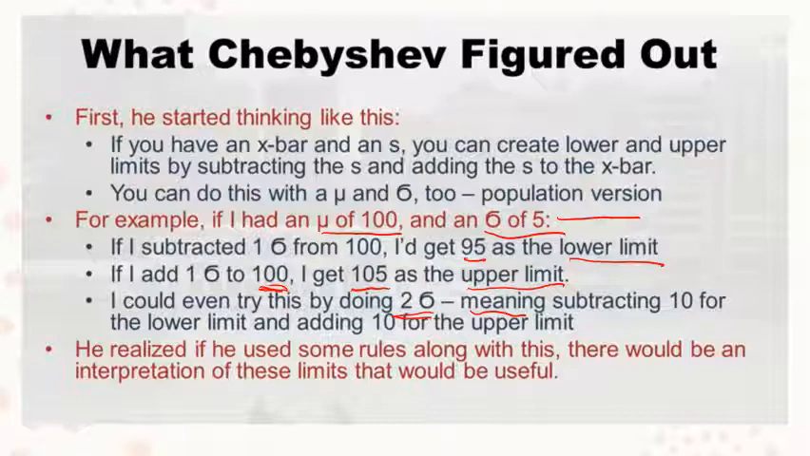So you would be able to subtract the 10 because you did 2 times 5, right? Which equals 10. So you can subtract the 10 from your mean, and then you can also add the 10 to your mean. And you can get your lower limit and upper limit that way as well. Okay, so he realized that you could apply this set of rules, and you could actually interpret these limits in a really useful way. So we're going to get into that.